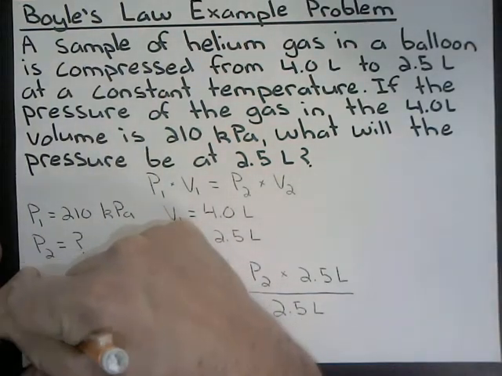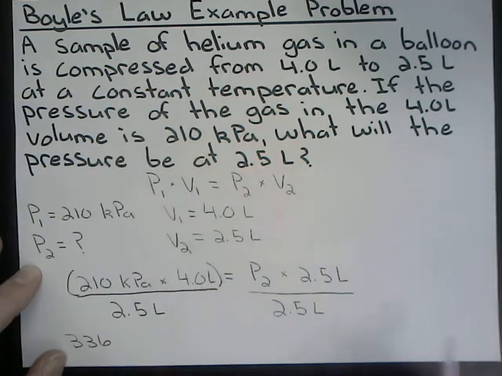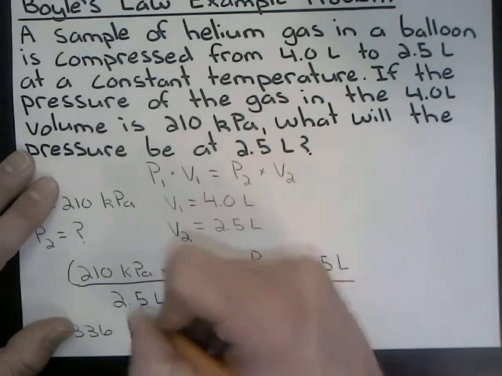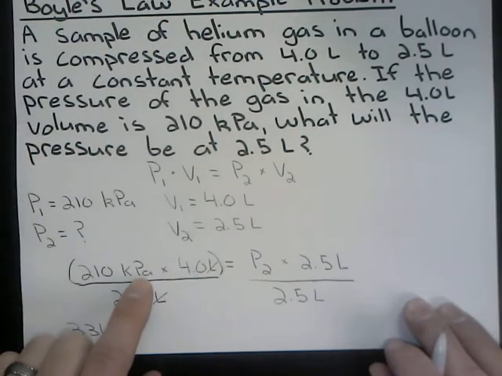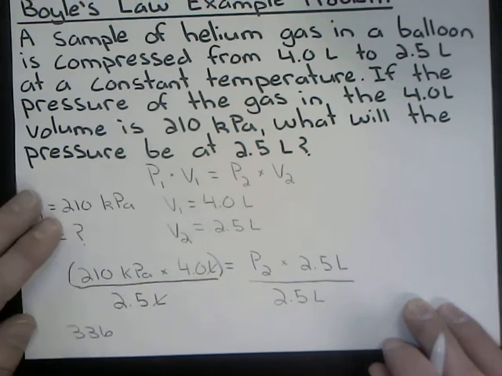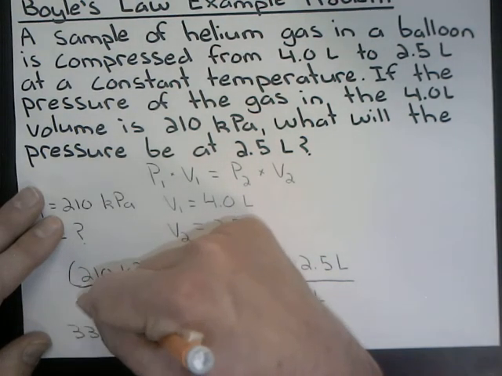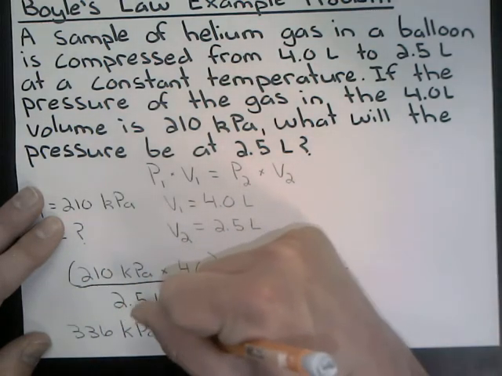And we need to talk about units. So I'm going to just put down 336. And then notice here, if we do this correctly, our units of liters will cancel out, and we're just left with units of kPa, or kilopascals. So this is 336 kPa, and that is our second pressure.